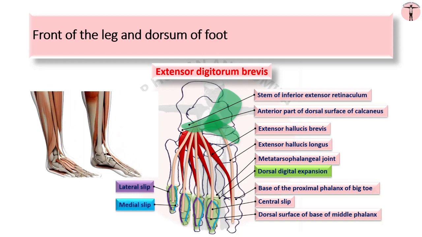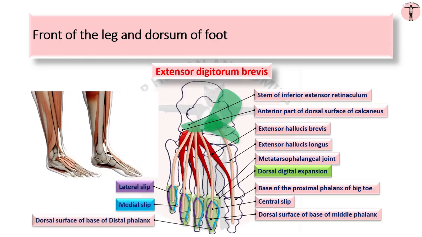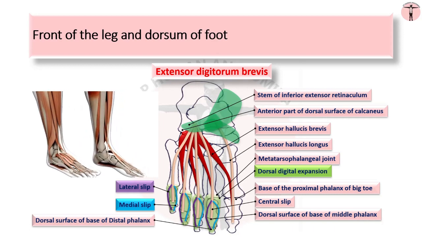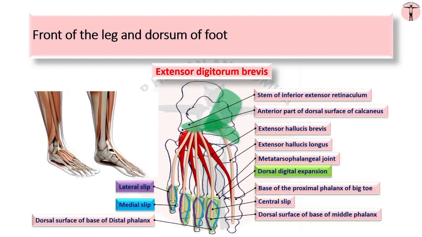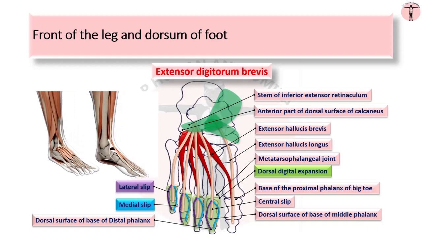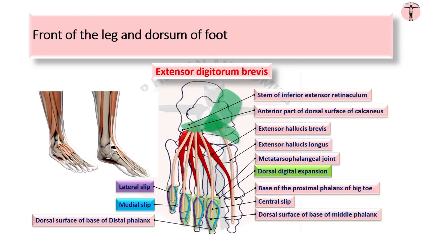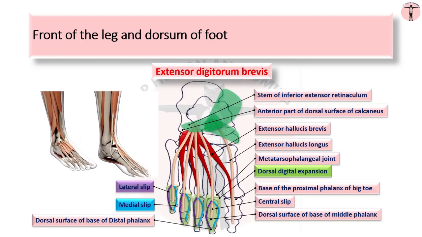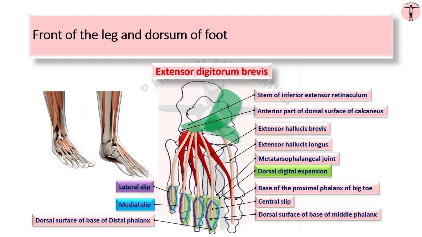The lateral slips and medial slips pass on the lateral and dorsal surfaces of the proximal interphalangeal joint, approach each other, and get inserted into dorsal surface of the base of the distal phalanx. The little toe has only the long extensor tendon, but the insertion is same as the other toes.